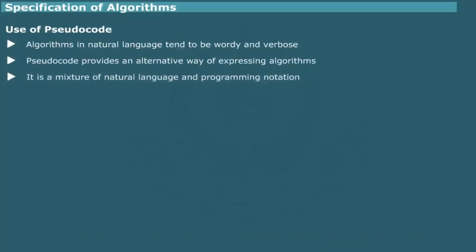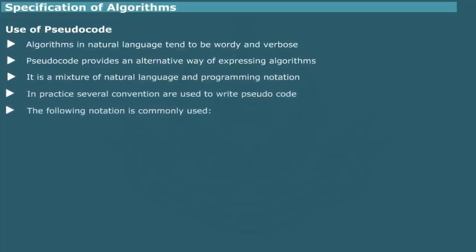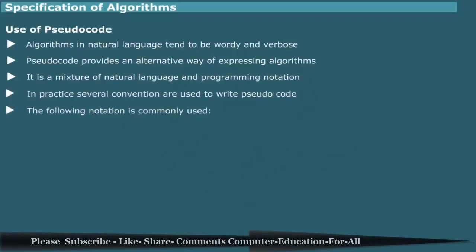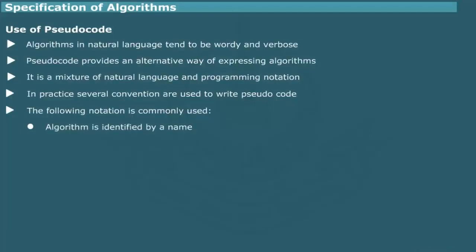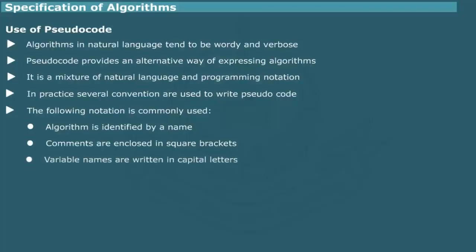Pseudocode, as the name implies, is a mixture of natural language and high-level programming notation. Although there is no standard format for writing pseudocode, the following notations are commonly used. Identification: each algorithm is assigned a name and some identification number. Comments: comments are optional and enclosed in square brackets. Variable names: these are expressed in capital letters.